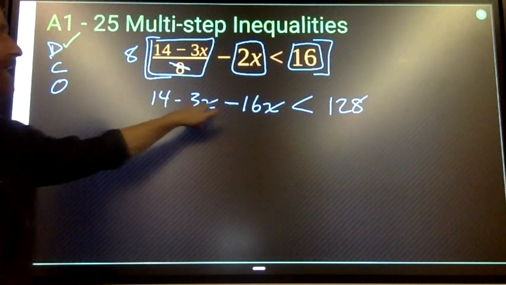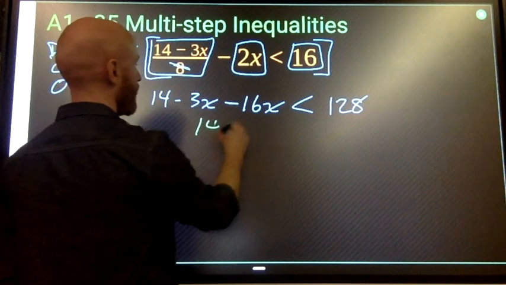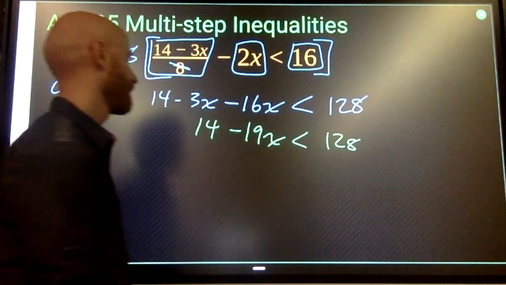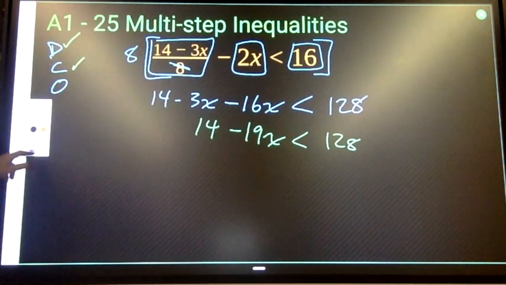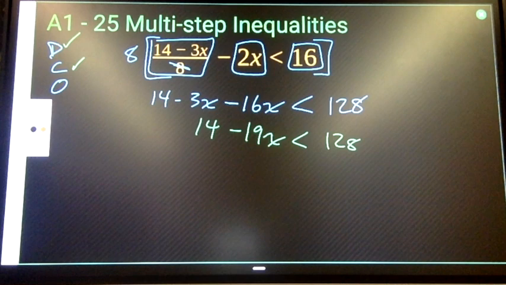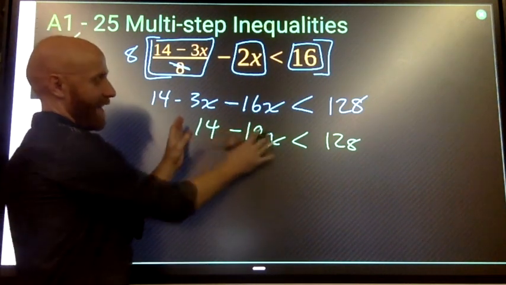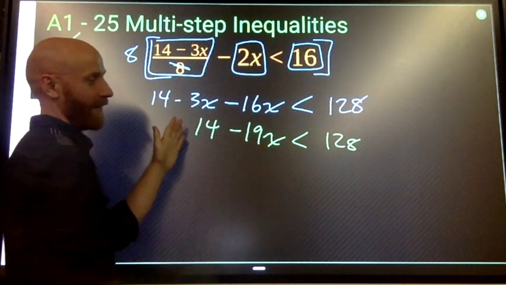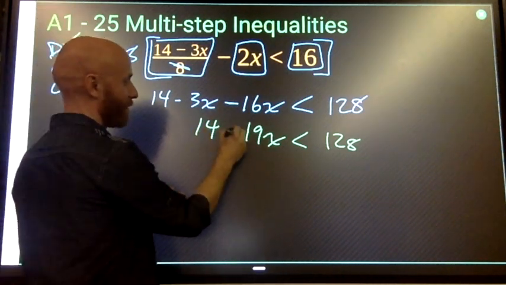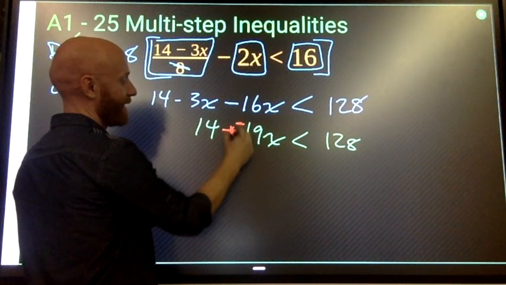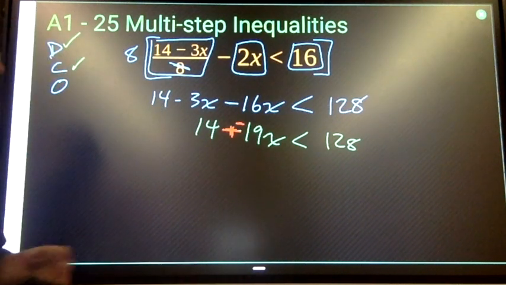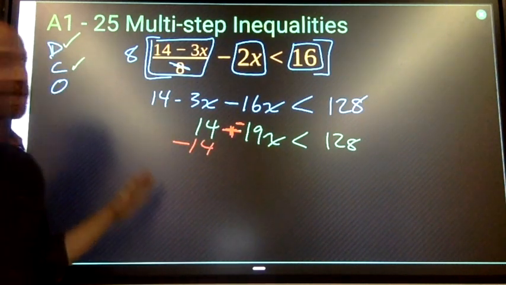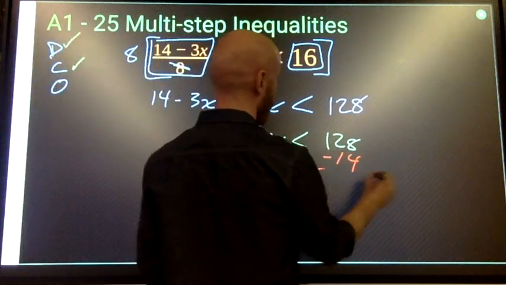Combine like terms. What are my like terms? Minus 3x minus 16x. So 14 minus 19x is less than 128. Then use my opposite operations. Okay, again, you guys make a lot of mistakes when we got a positive number minus a variable term. All right, this negative goes with the 19, not with the 14. So the way I get rid of a positive 14 is I subtract positive 14. All right, subtract 14 from both sides.